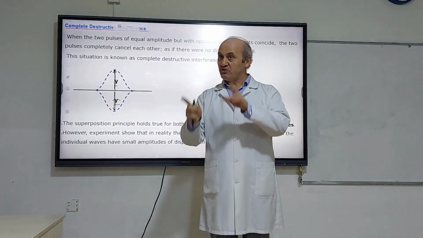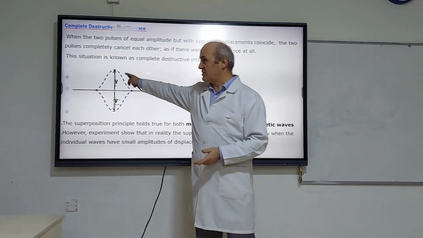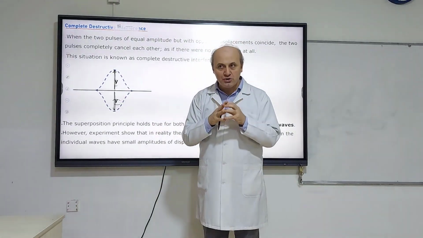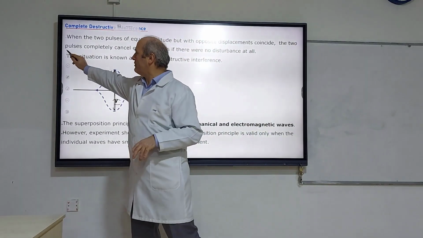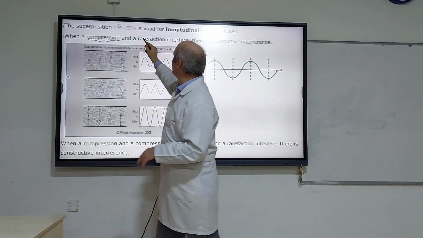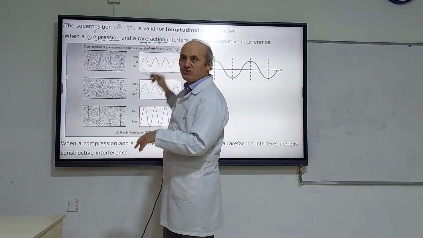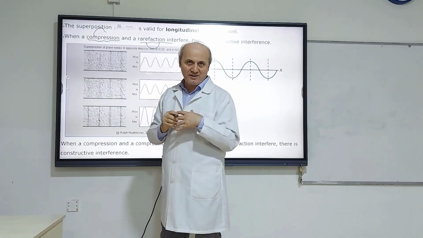Also electromagnetic waves, which we will study in chapter 7. Not only for transverse waves, but also longitudinal waves. But interference for longitudinal waves is a little different. Compression and rarefaction, which correspond to crest and trough. When they meet, destructive interference.